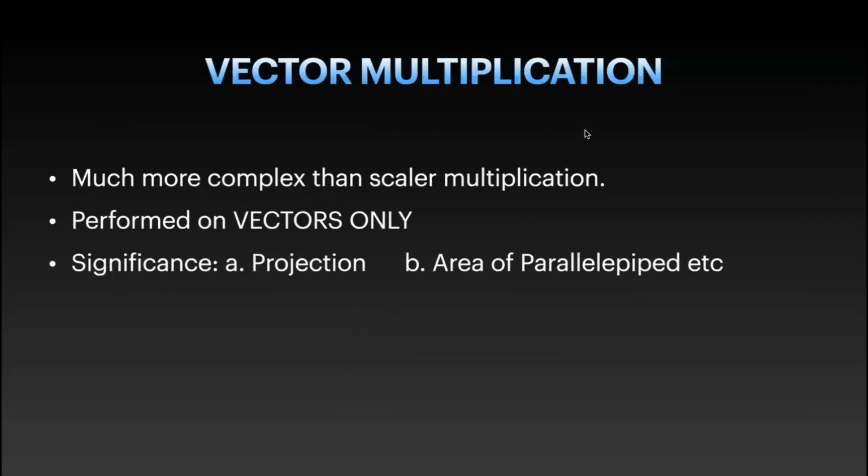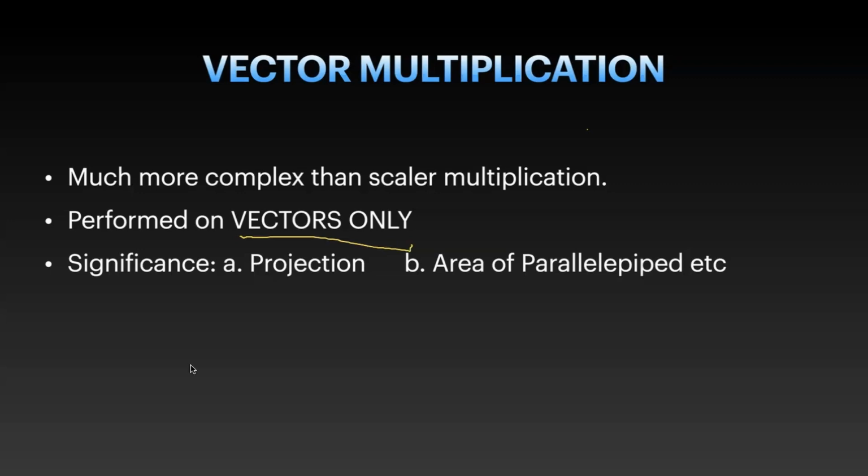Next, vector multiplication. What is vector multiplication? It is much more complex as compared to scalar multiplication. Like how vector addition is much more complex as compared to algebraic addition, similarly, vector multiplication is much more complex as compared to scalar multiplication. And vector multiplication can be performed on vectors only. If you have two vectors, only then you can perform vector multiplication.